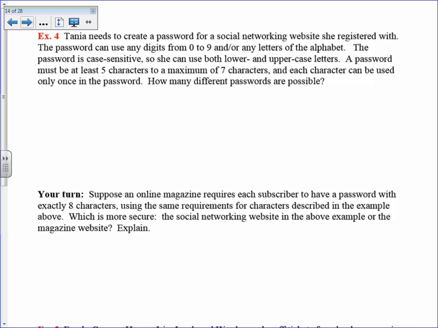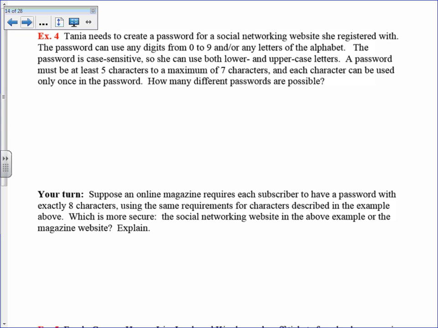Tanya needs to create a password for a social networking website she registered with. The password can use any digits from 0 to 9 and any letters of the alphabet. The password is case sensitive, so she can use both lower and uppercase letters. A password must be at least 5 characters to a maximum of 7 characters, and each character can be used only once. So we want to know how many passwords are possible.